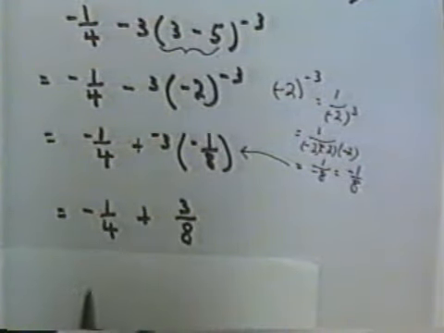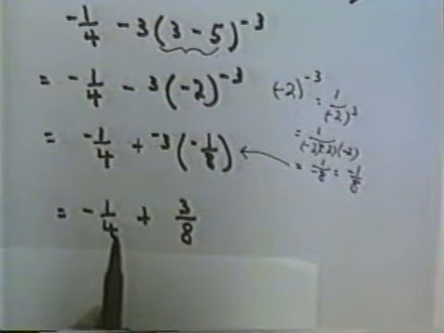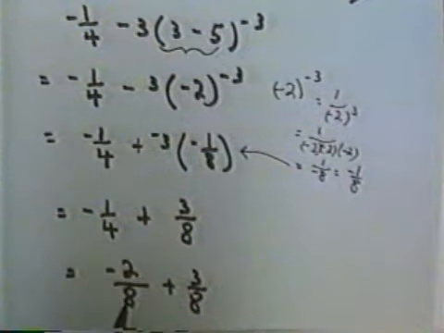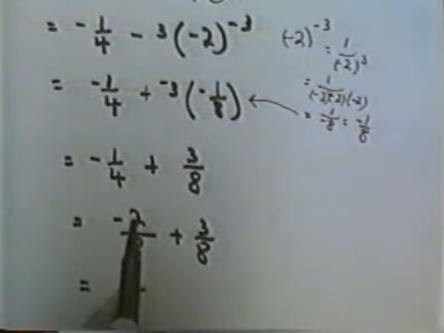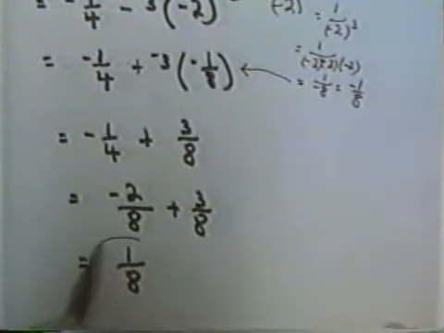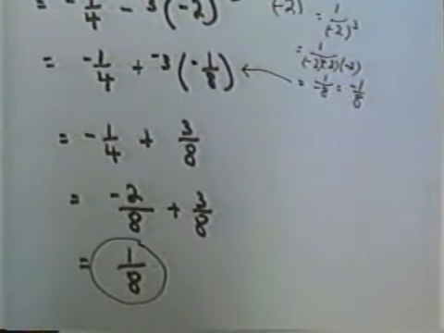Now I need to find the common denominator. The common denominator between 4 and 8 is 8. 4 goes into 8 2 times. 2 times negative 1 is negative 2. 8 goes into 8 1 time. 1 times 3 is 3. And now I have a common denominator, so I keep the denominator 8, add the numerators. Negative 2 plus 3 is 1. So my answer is 1/8.